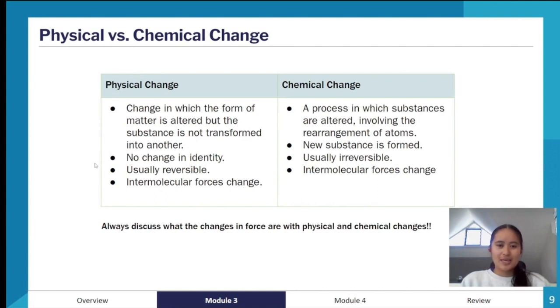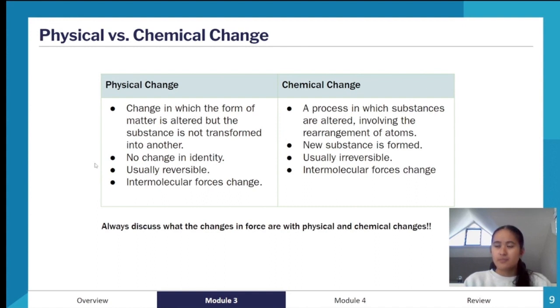So an important thing to remember when we talk about reactive chemistry is the difference between physical and chemical change. So here's just a comparison. Physical change is when the form of the matter is altered, but the substance itself is not transformed into another. For example, changing states, so water going from liquid water to ice to water vapor, that's a physical change because it's not changing the actual substance into something that isn't water. It's just changing its form. These are usually reversible, like changing states is reversible, and the intermolecular forces change.